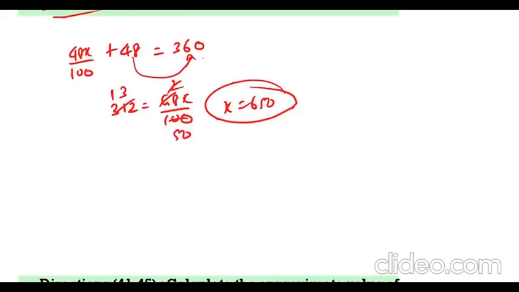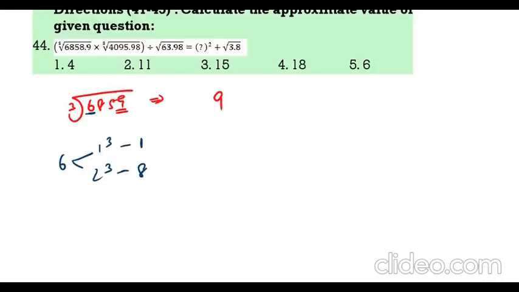Next question. Cube root of 6859. The answer is ending with 9, so the answer should end with 9. Now there are 4 numbers. You take only the first number, 6. 6 is in between 1 cube and 2 cube. 1 cube value 1, 2 cube value 8. 6 is lying in between 1 and 8, so you take the least one, that is 1. So the cube root of 6859 is 19.